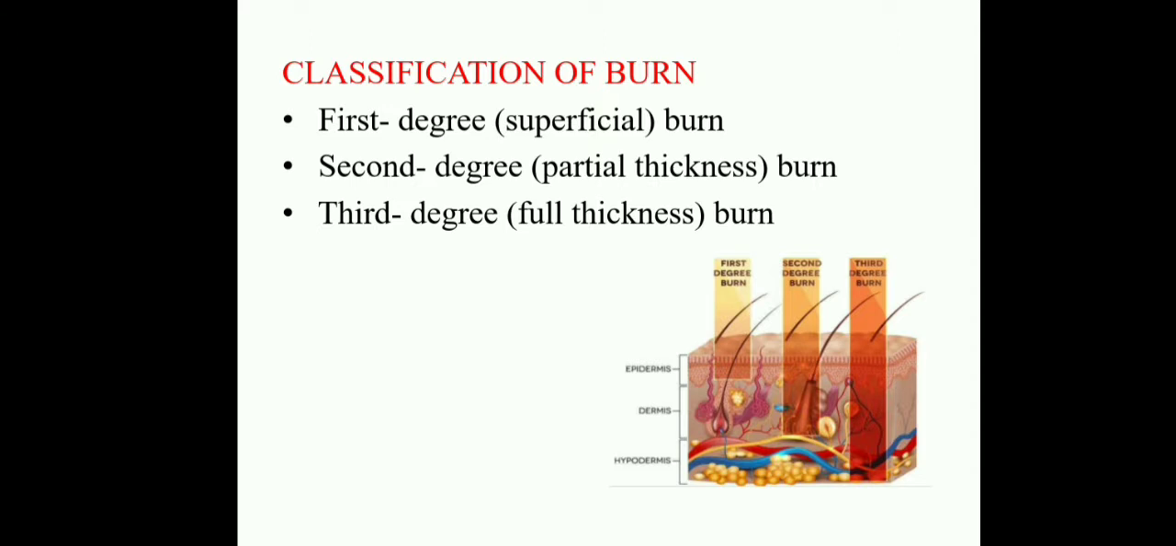Which skin layers are damaged? Epidermis, dermis and subcutaneous, in third degree burns. Another name is full thickness burns. Okay, in total there are 3 classifications. First degree burns are only superficial, that is the epidermis. Second degree is a partial thickness burn, where the epidermis and dermis both are damaged. And third degree is a full thickness burn, where the epidermis, dermis and subcutaneous tissue are damaged. Okay, this is about the classification or degrees of the burns.